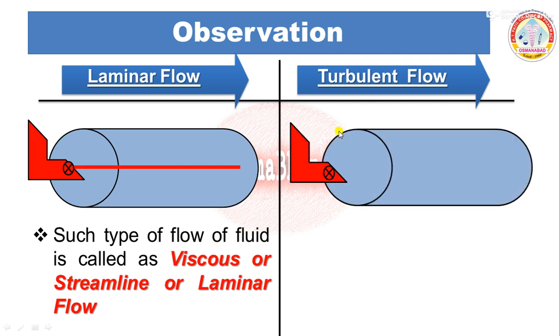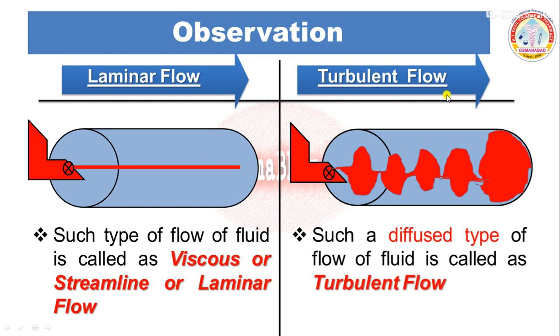Whereas turbulent flow is a type of flow in which all the streams or the layers move in a zigzag way. As these layers move in a zigzag way, they get mixed with each other, which results in complete mixing of liquid. Such a type of flow is called turbulent flow. This turbulent flow is also called diffused flow, because in this flow all the liquids completely get diffused or mixed with each other. That's why it is also called a diffuse type of flow.